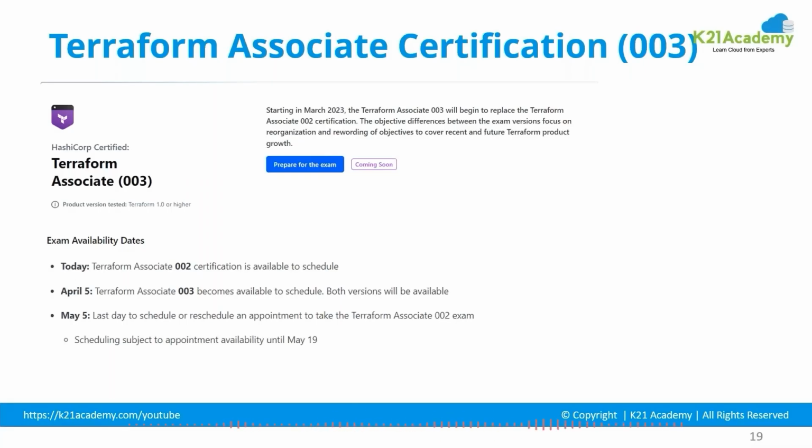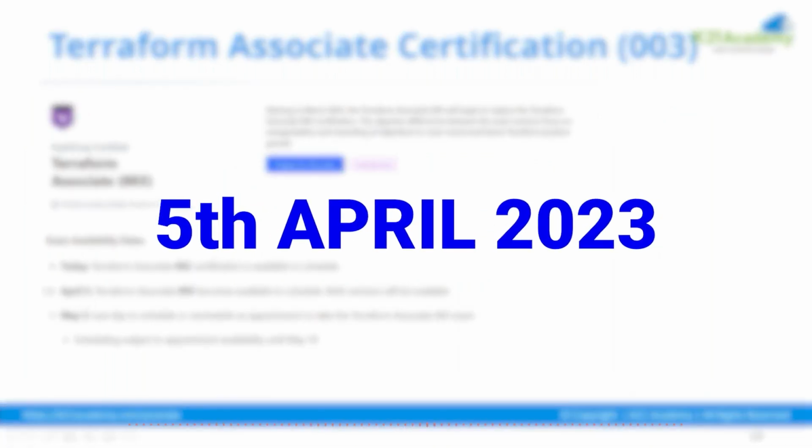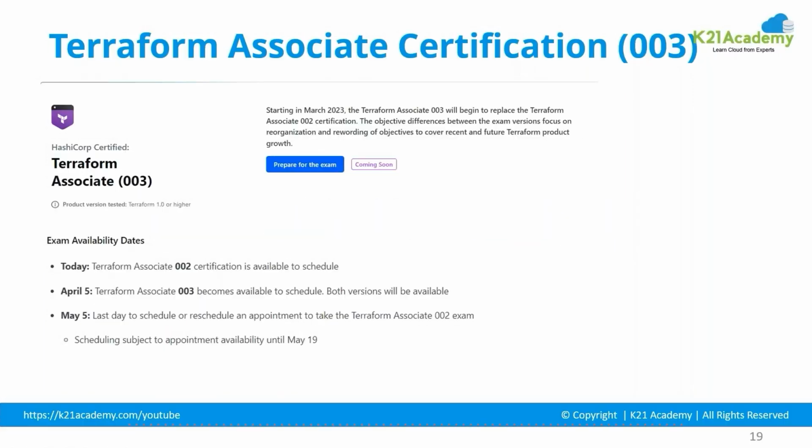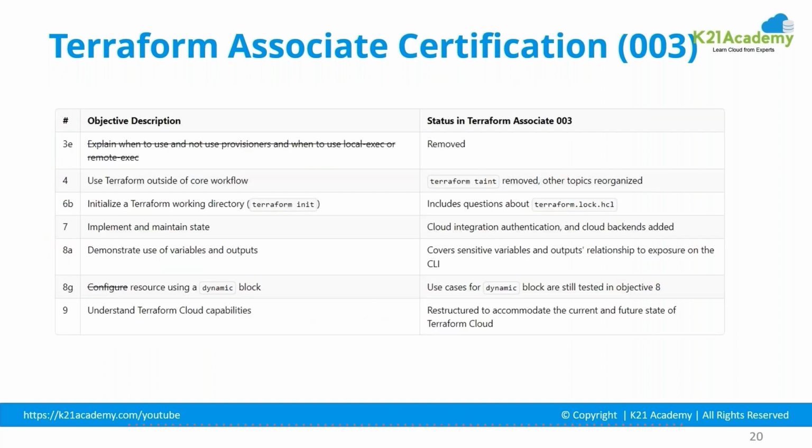003 is the new version, and you will be able to book it from April 5th. Go for the 003 version at least. It's your choice, though: if you have a timeline and need to take the exam before the 5th, go ahead and do 002. But 003 is the latest one which is going to come, and this is what the difference is.